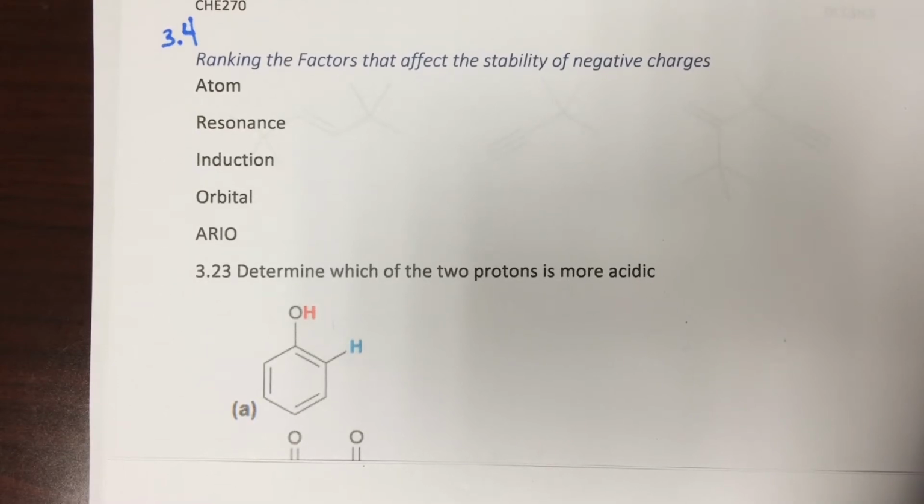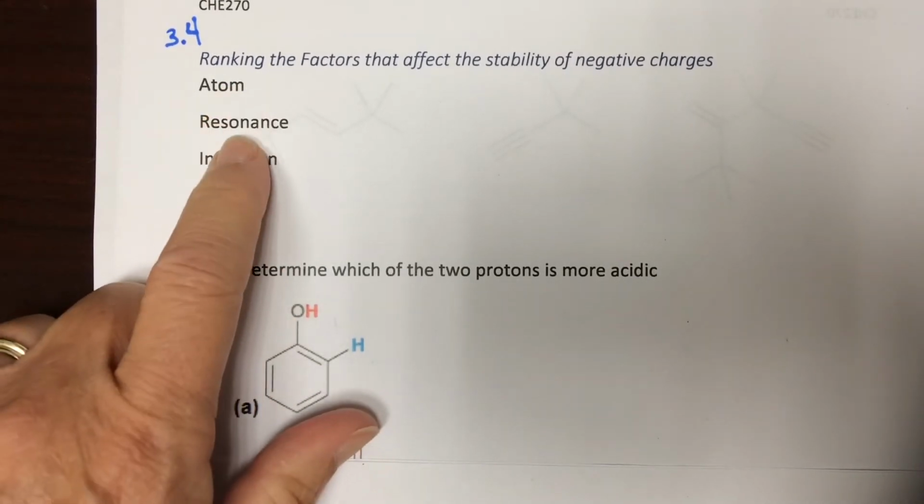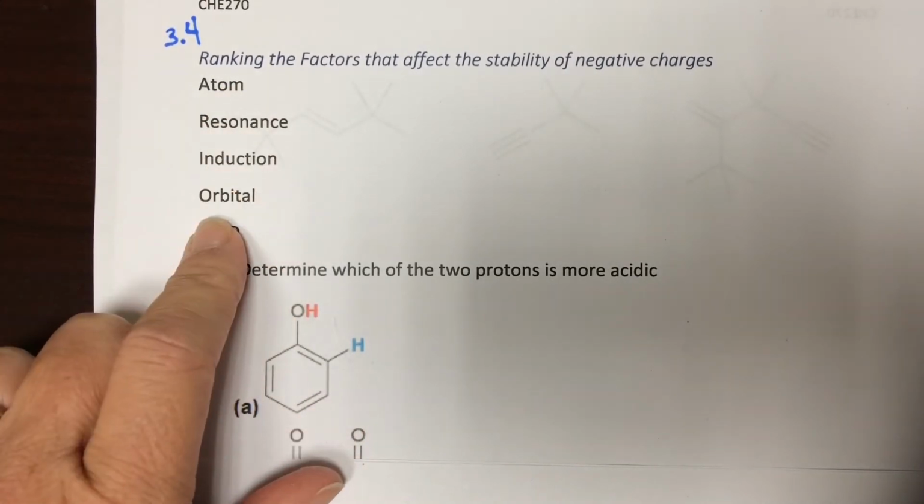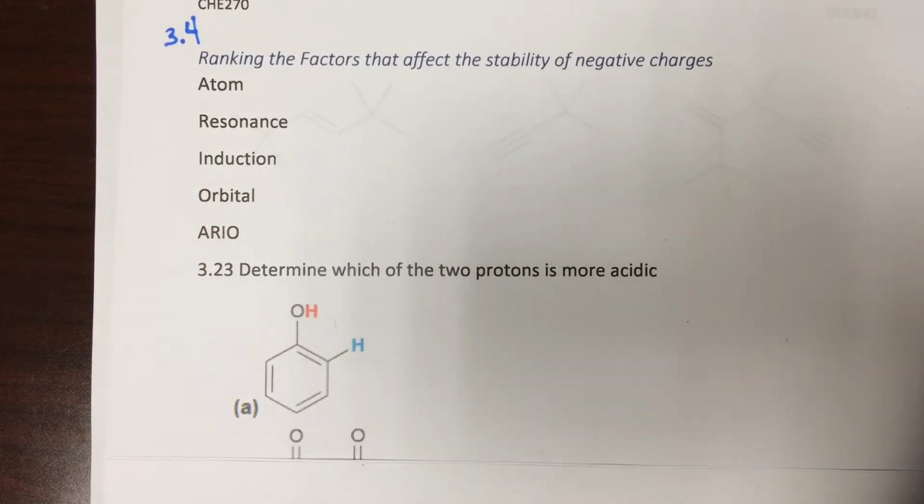In the last video, we talked about the factors that affect the stability of negative charges. It turns out that we can rank these factors in importance. The most important is usually atoms, followed by resonance, then induction, and finally orbitals. This ranking is not absolute, and we'll find exceptions. In fact, we'll be talking about exceptions, but it works for general purposes.